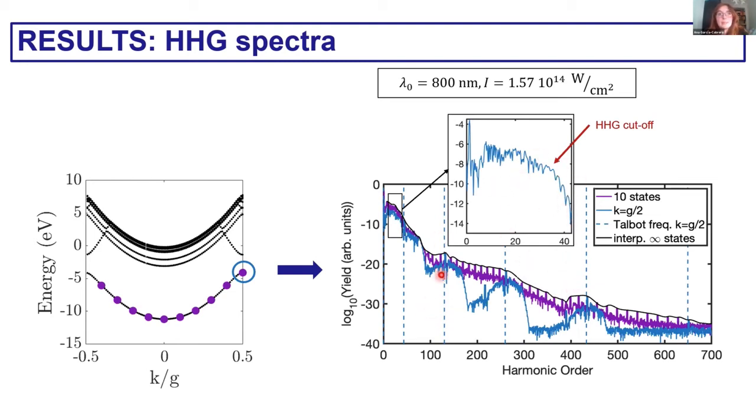Note that the plateaus beyond the HHG cutoff seem to have the same structure as the single atom spectrum, with the negative and the positive part. The black curve represents the harmonic spectrum we expect for an infinite number of states in the band, and it is calculated from the interpolation of the purple line local maxima.